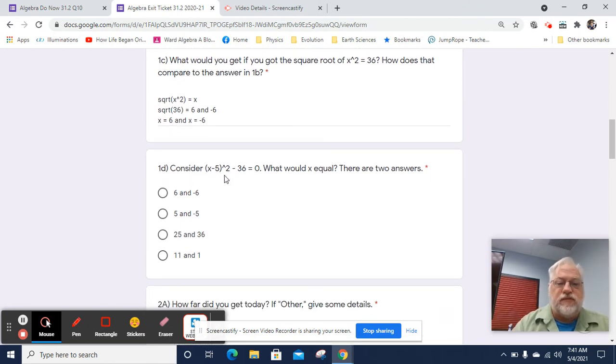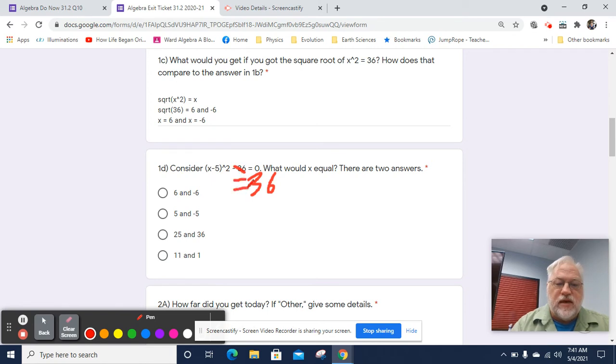So we got x minus 5 squared minus 36 equals 0. So what we want to do is add 36 to both sides, so that becomes 36. And over here we've got just x minus 5 squared. We'll get the square root of both sides. Okay, and that means we will have x minus 5 is going to equal 6, and it's going to equal negative 6.